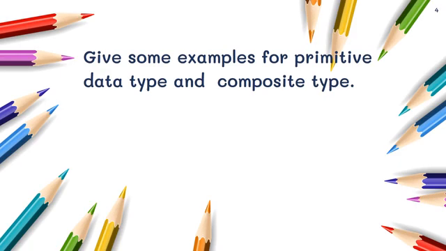Give some examples for primitive data type and a composite data type. Primitive data types are int, float, double, long, character. Composite or derived or non-primitive data types are array, class, and interface.